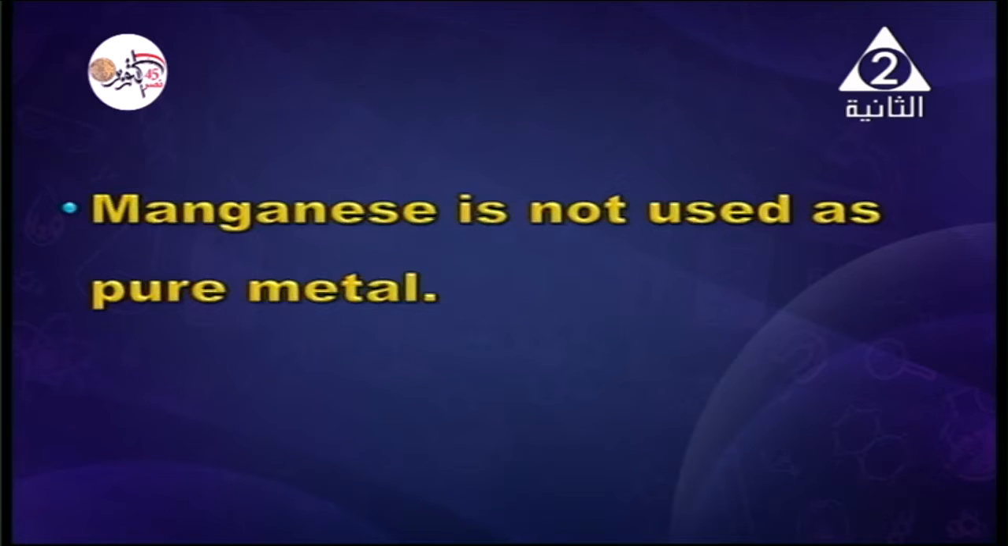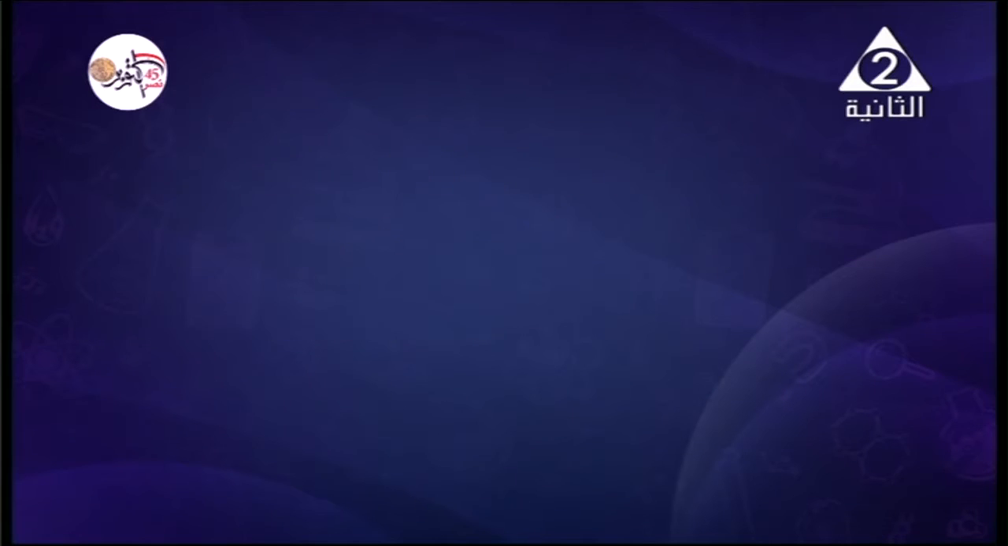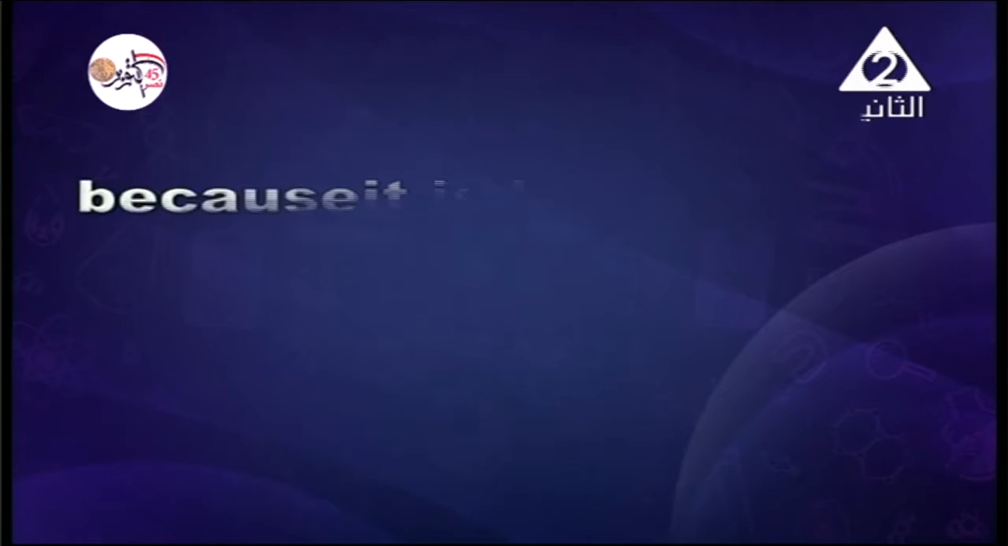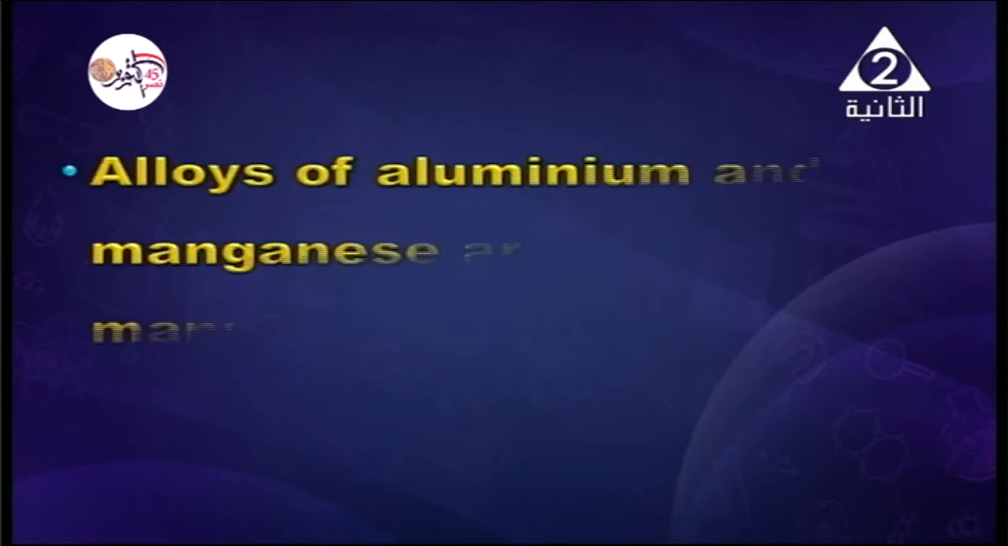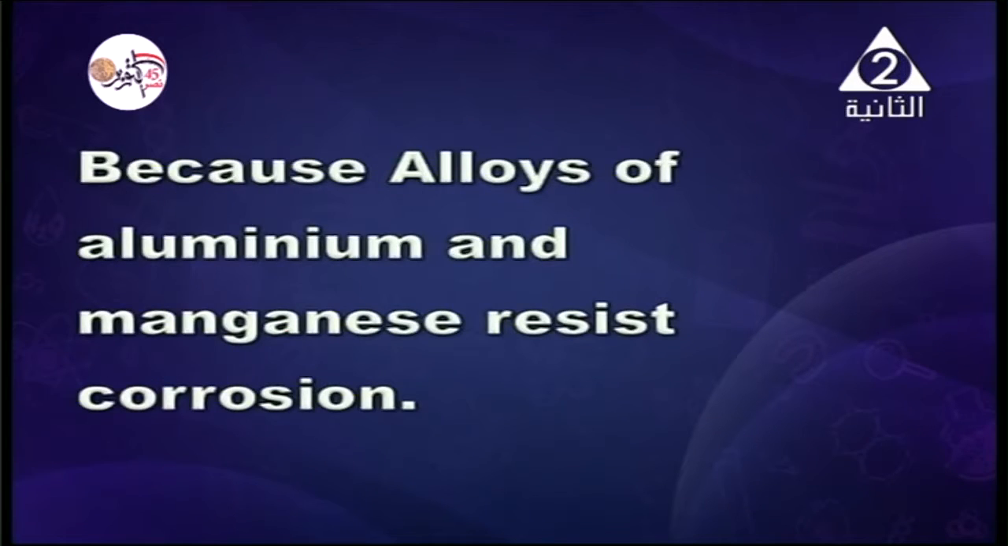Next point. Manganese is not used as a pure metal because it is brittle, and it is used in the form of alloys or compounds. Next point. Ferromanganese alloy is used in railway tracks, if you think about it, because it is harder than steel. Next point. Alloys of aluminum and manganese are used in manufacture of cans, because alloys of aluminum and manganese resist corrosion.